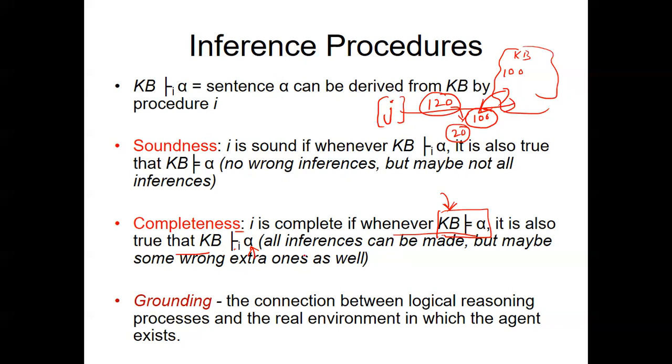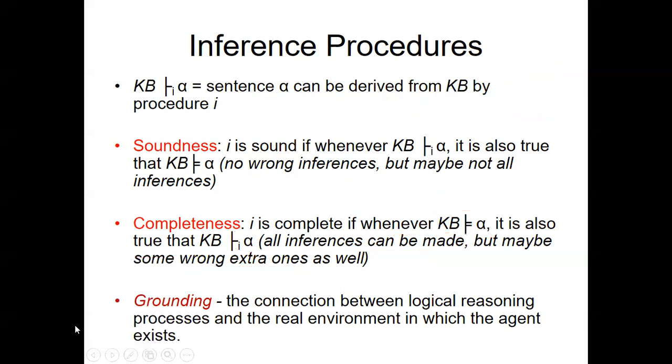That's the meaning. So the point here is all inferences can be made, but it may make some wrong inferences also, some extra wrong inferences also. Okay. So this is how we define the soundness property and completeness property of the inference algorithm.